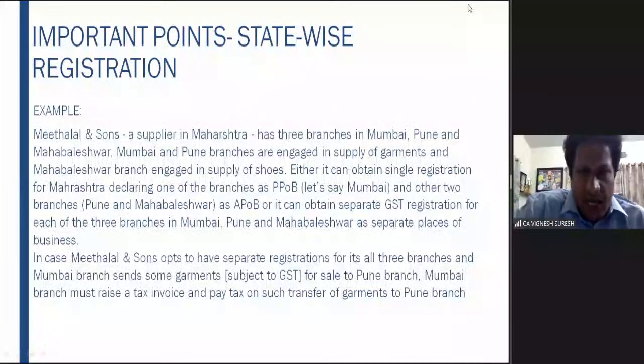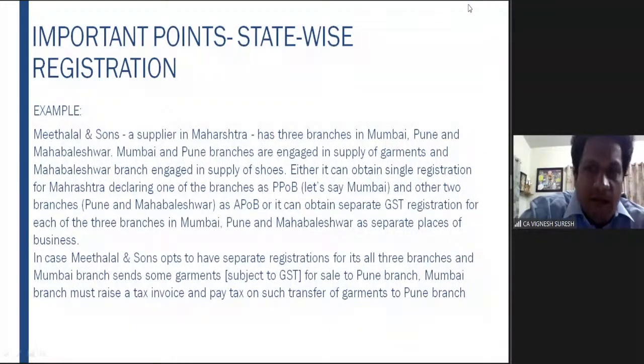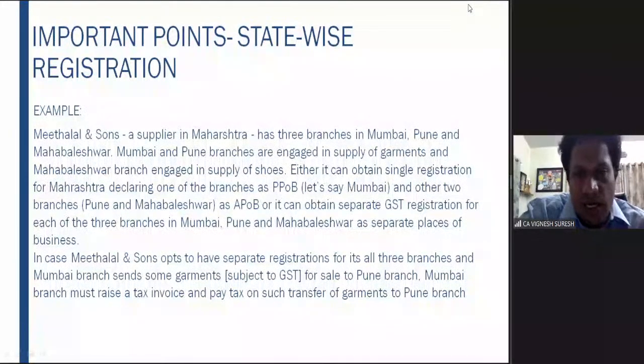Then let us take an example here. Meetha Lal and Sons, a supplier in Maharashtra, has 3 branches in Mumbai, Pune, and Mahabaleshwar. Mumbai and Pune branches are engaged in the supply of garments, and Mahabaleshwar is engaged in the supply of shoes. One single registration from Maharashtra can be obtained here, right? Mumbai, Pune, and Mahabaleshwar are all located in Maharashtra only. So in this case, even though the type of business is different, a single registration can be obtained.